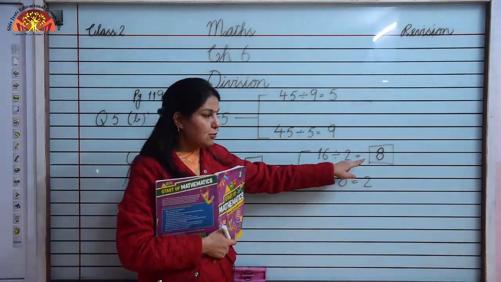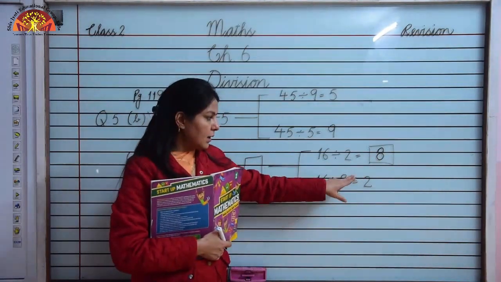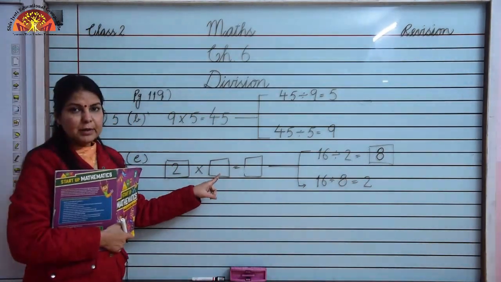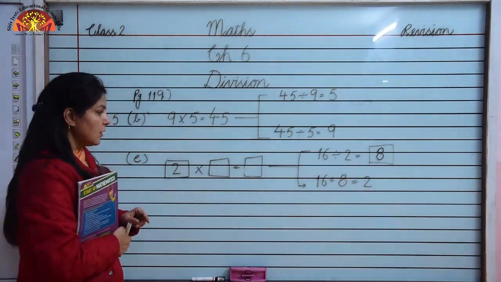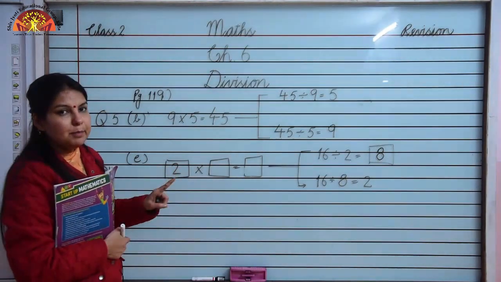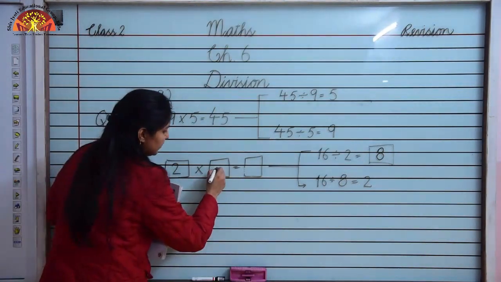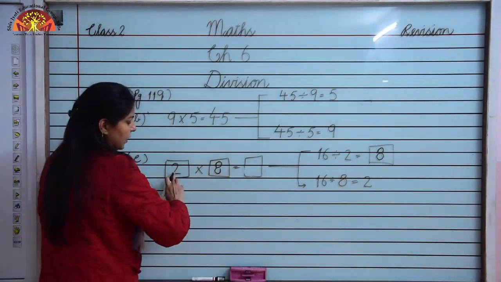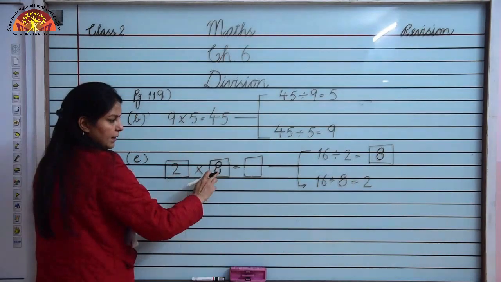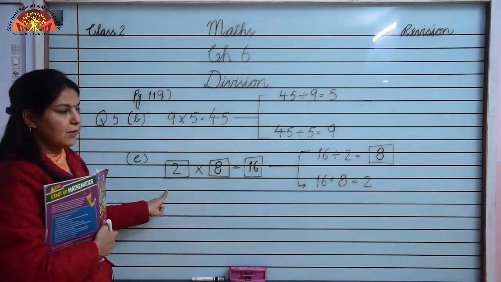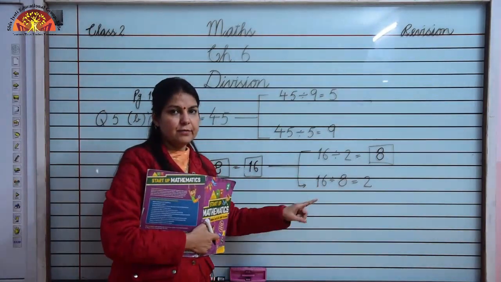Now here we got two numbers. Now here again all numbers are written. Now here we will find out the multiplication numbers. Now from which number we will multiply 2? We will multiply 2 by 8, okay, because 8 is written here. Now when we multiply 2 by 8, then we will get 16. This is the multiplication fact of the given division facts, okay.